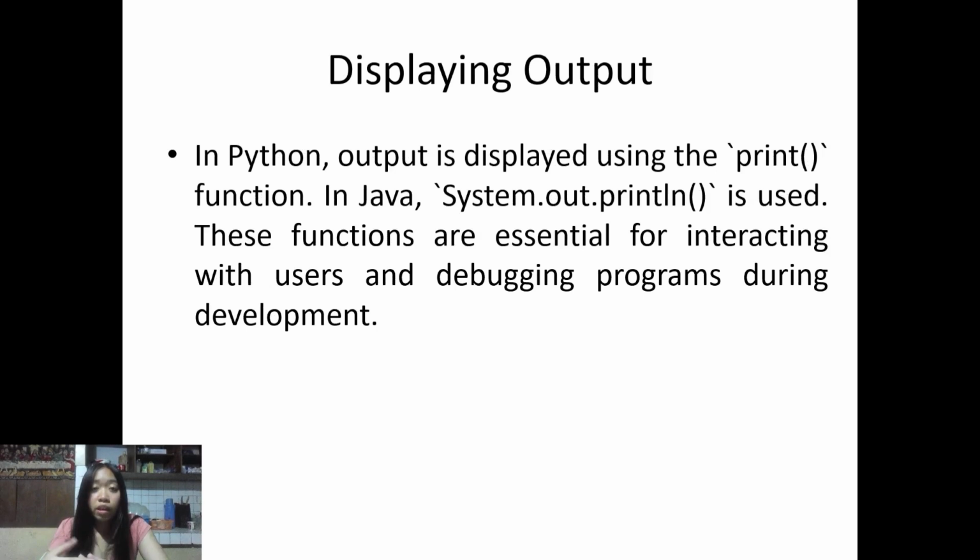Next is displaying output. In Python, output is displayed using the print function. Then in Java, System.out.print is used. These functions are essential for interacting with users and debugging programs during development.